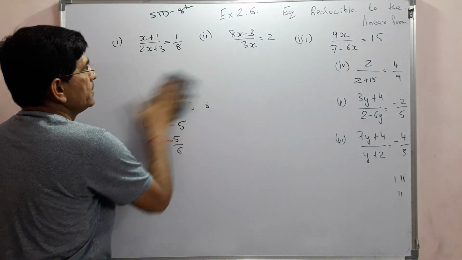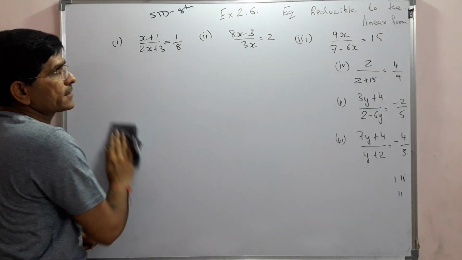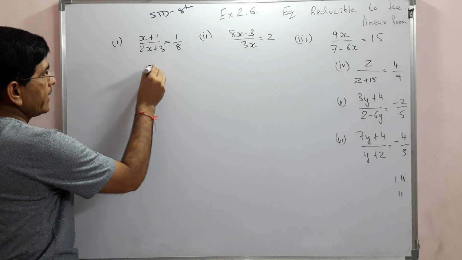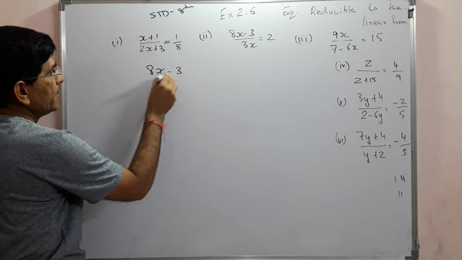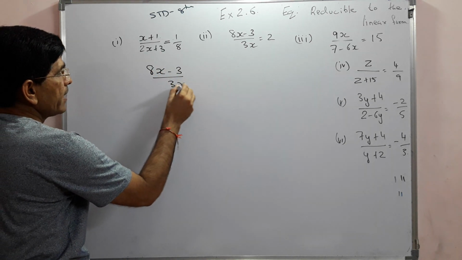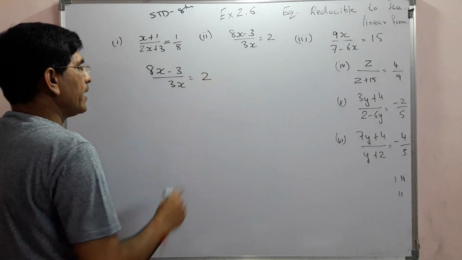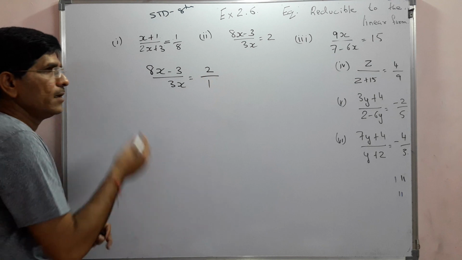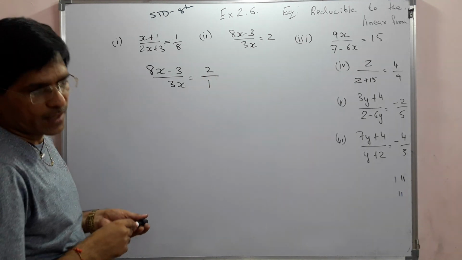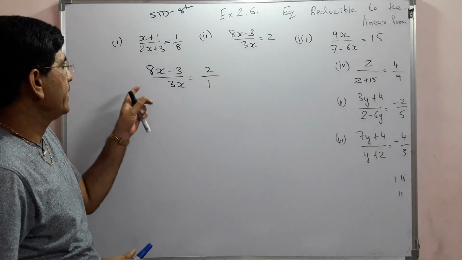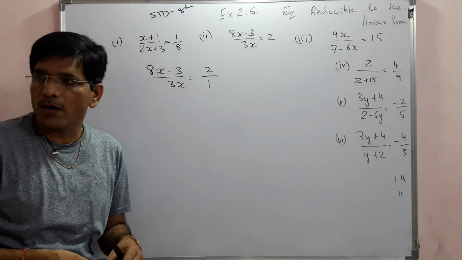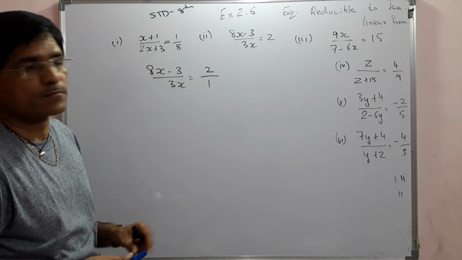Now second sum, that is 8x minus 3. I am writing the question: 8x minus 3 divided by 3x is equal to 2. Now denominator is 1. Now try to write this sum and try to solve this. 8x minus 3 upon 3x is equal to 2 upon 1.